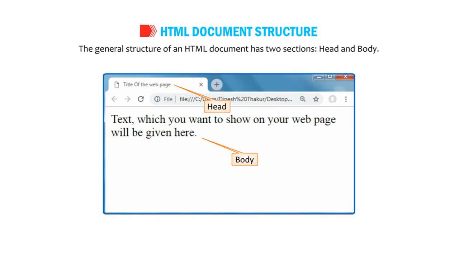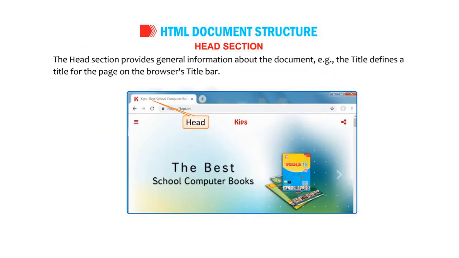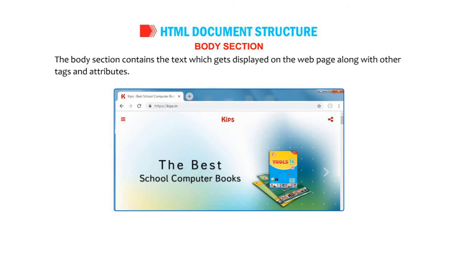HTML document structure. In general, the structure of an HTML document has two sections, head and body. Head section. The head section provides general information about the document. Example, the title defines a title for the page on the browser's title bar. Next, we have the body section. The body section contains the text which gets displayed on the web page along with other tags and attributes.